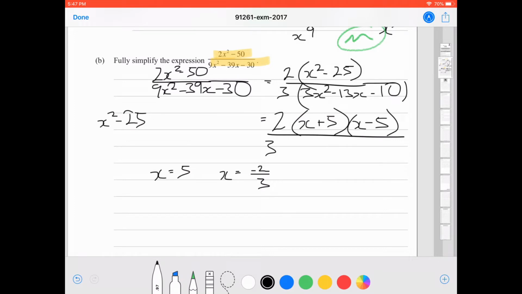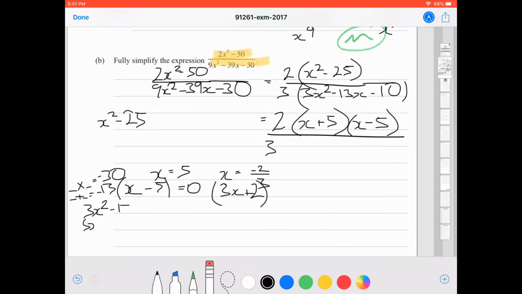And so if we wanted to put this in factored form, we are going to say x minus 5 as a bracket. We could say it equals 0, but that's not relevant here. And for our second solution, you can say 3x plus 2. So that's a quick way of factorising using your quadratic solver on the calculator. We can show it using the long method.